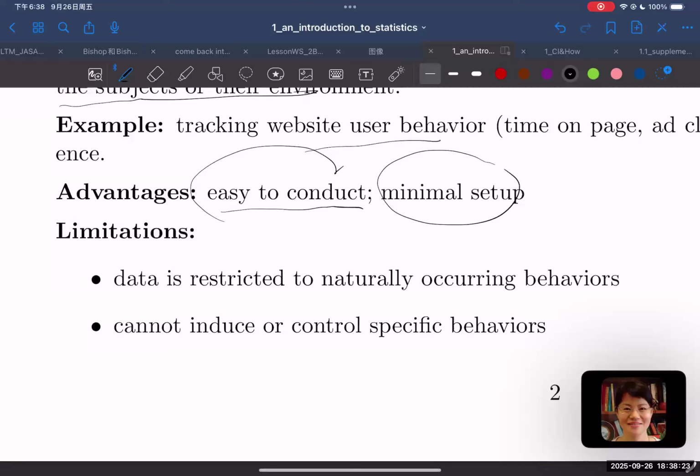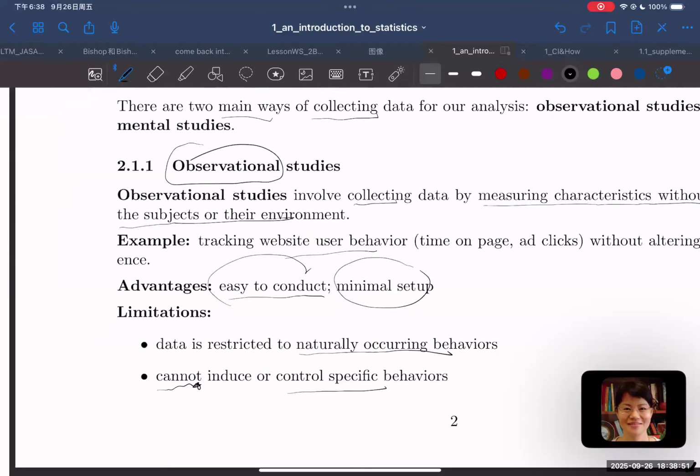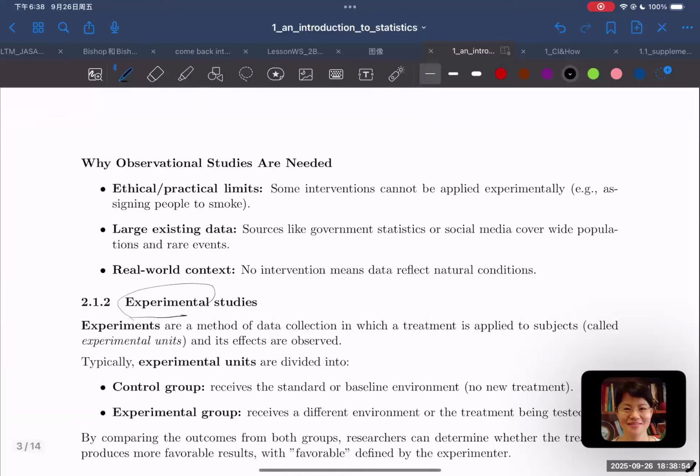Here the advantage is that you require minimal effort and it is easy to get data, but the limitation would be what? The data is restricted to naturally occurring behavior. Attention: it cannot induce or control a specific behavior. So in this way, there might be serious bias. Yeah, so that's the observational study. Next one here.